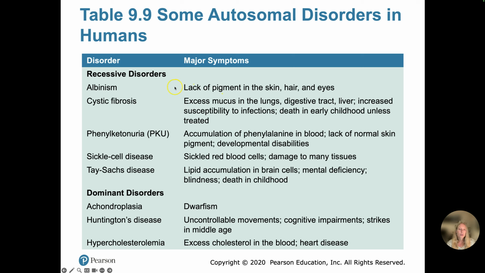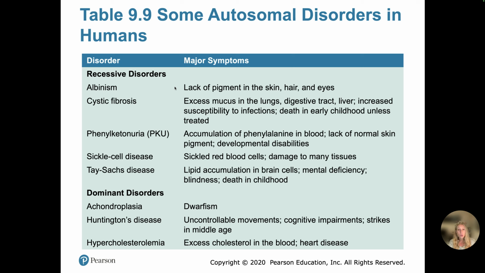Albinism is a recessive disorder. The major symptoms are a lack of pigment in the skin, hair, and eyes. Cystic fibrosis is also a recessive disorder. The major symptoms of that are excess mucus in the lungs, digestive tract, and liver, increased susceptibility to infections, and death in early childhood unless treated.